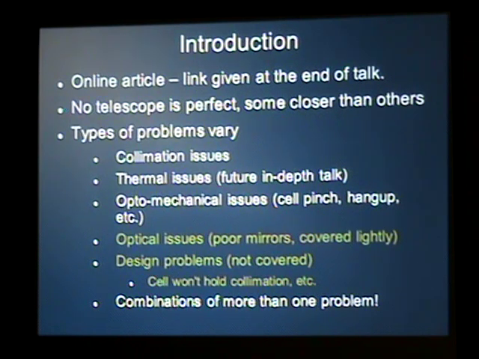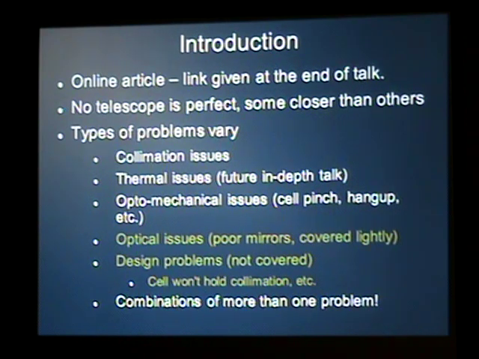Optomechanical issues, which is basically what happens when the mechanics of the supports for the optics don't work so well and actually bend the mirror a little bit. That causes distortions, and it's more common than you think. Optical issues I'm not going to really cover here. I'm going to talk about one thermal issue that has to do with optical quality, but I'm not going to talk about mirrors and their figures, really. Design problems, if the mirror cell is built poorly, I can't talk about that because there are too many cases. We'll just talk about some of the symptoms of cell problems.